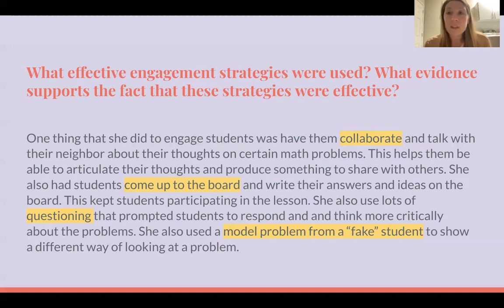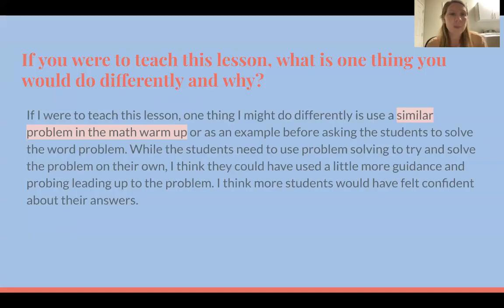She also used a lot of questioning throughout the lesson that prompted students to respond and think more critically about the problems. She also used a fake student problem to show a different way of looking at the problem, or she used a model of a fake student that she created. And this kept students engaged.